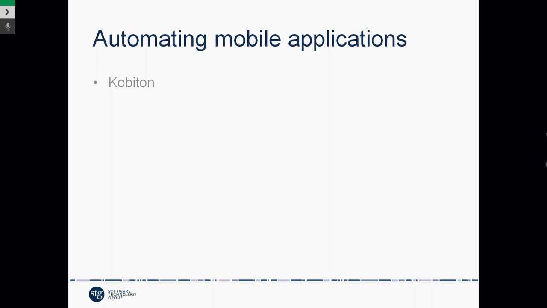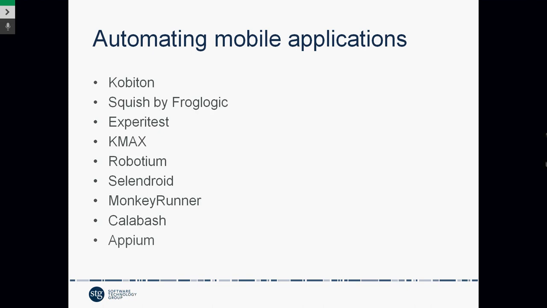Automating mobile apps. Cubiton, Squish, Spiritus, KMax, Robotium, Selendroid, Monkey Runner, Calabash, and Appium. We're going to look at Appium because Appium is a communication device for the mobile to talk to WebDriver.